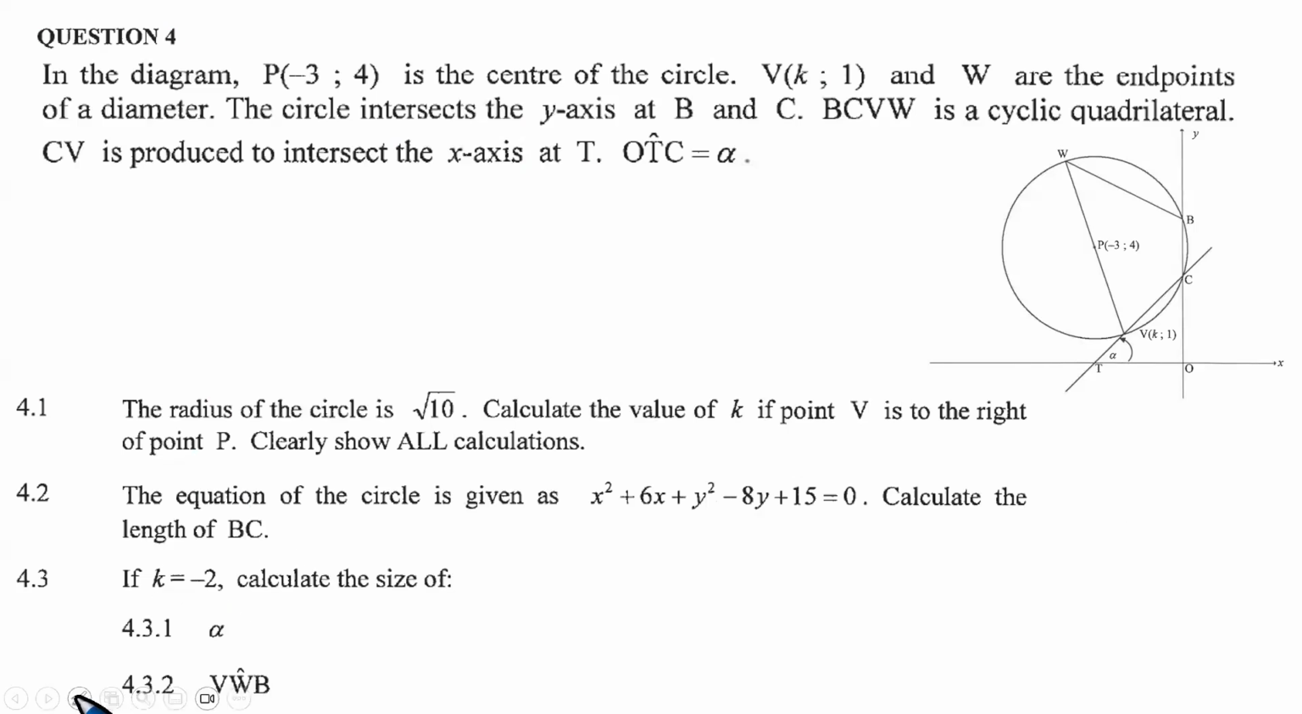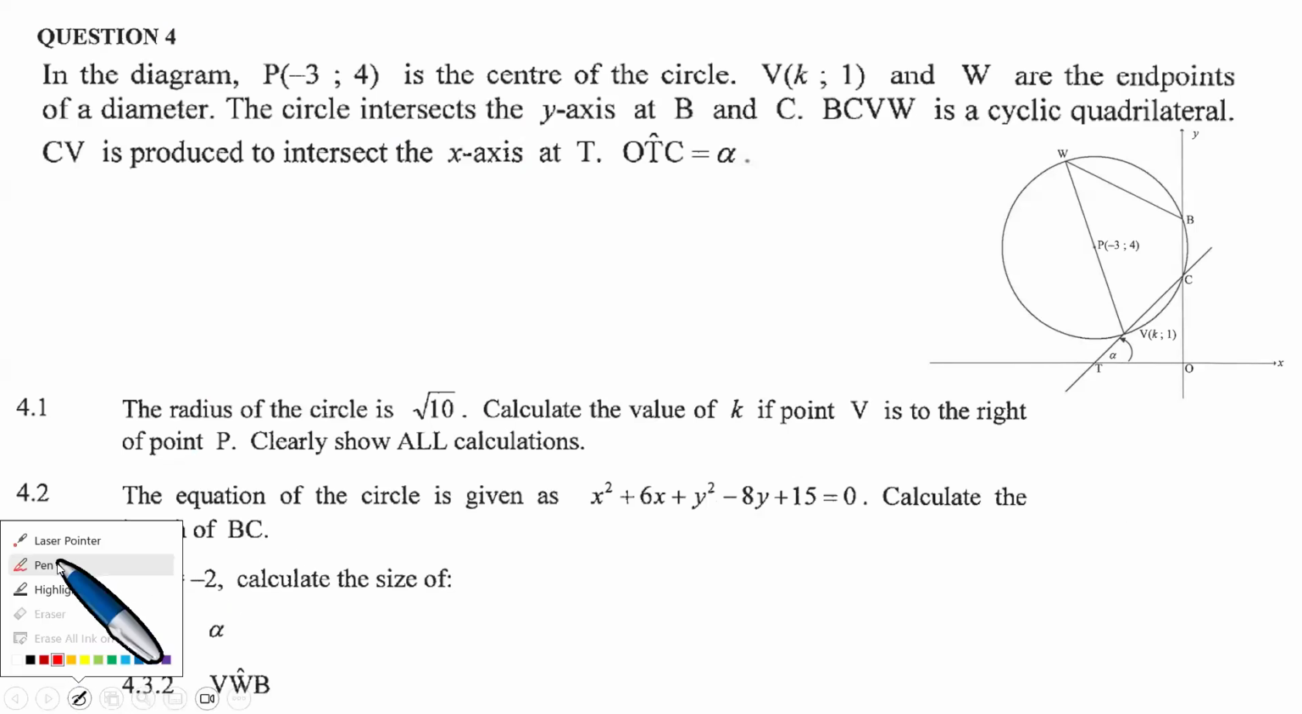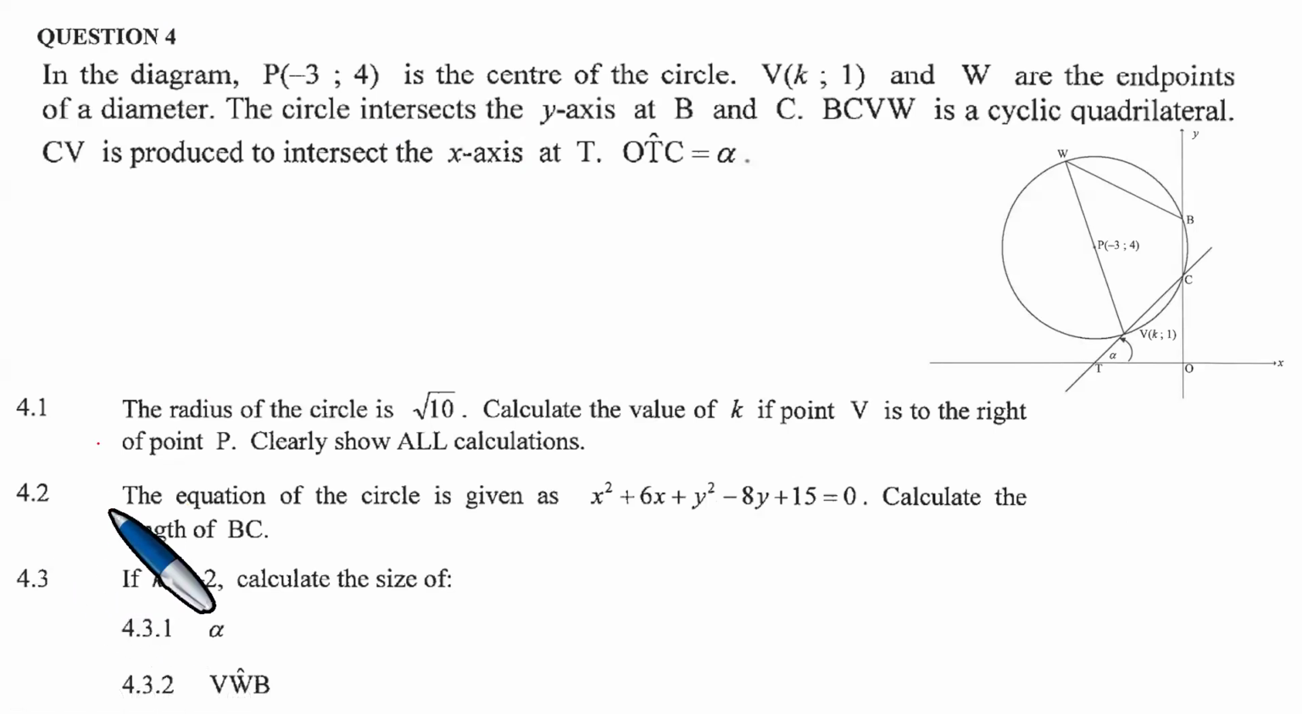So now, to solve this particular question, we proceed as follows. We're looking at 4.1. We want to calculate the value of K if P is to the right. So now let us look at these very, very carefully and think about what we need to know here.